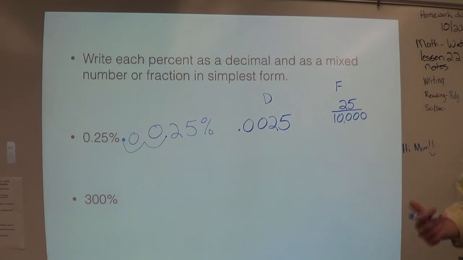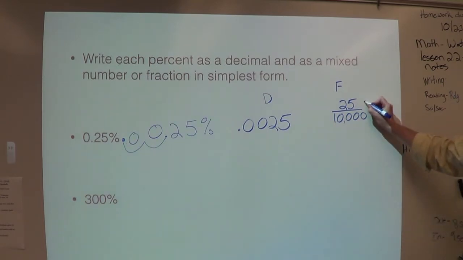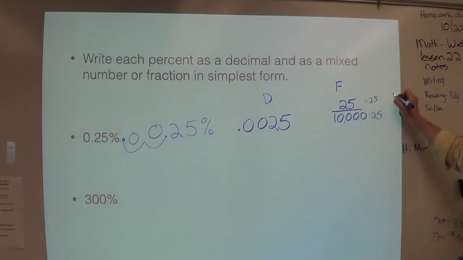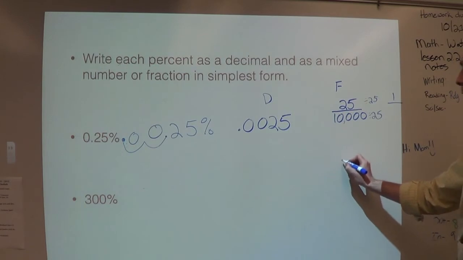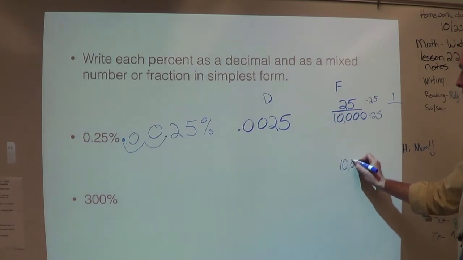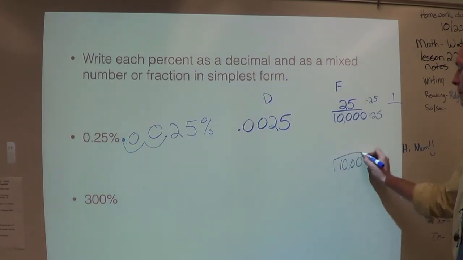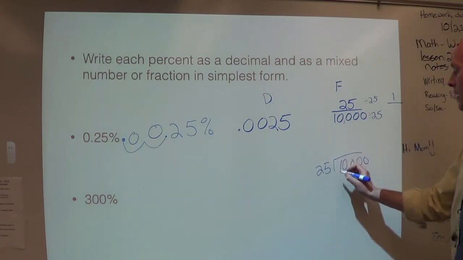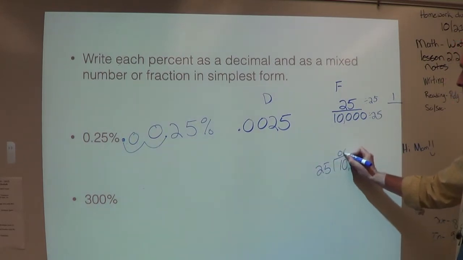Can it be reduced? It can. I see a 5, I see a 0. If I divide both by 25, I'm going to be left with 1 over, and I'm going to do my work down here, 10,000 divided by 25. Can't go in there, can't go in there.